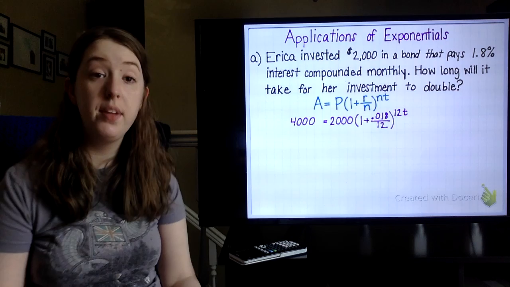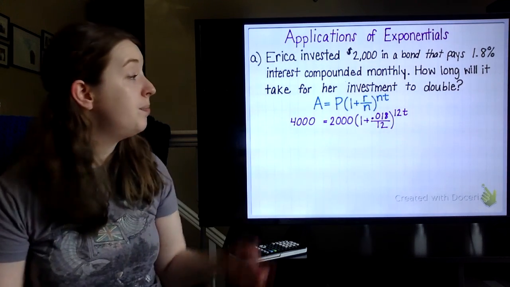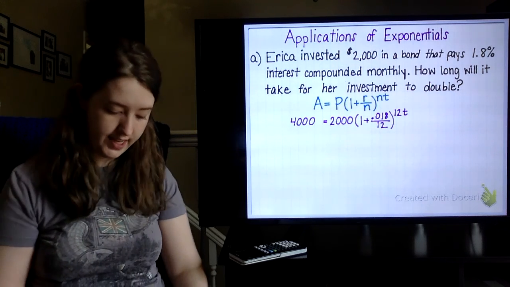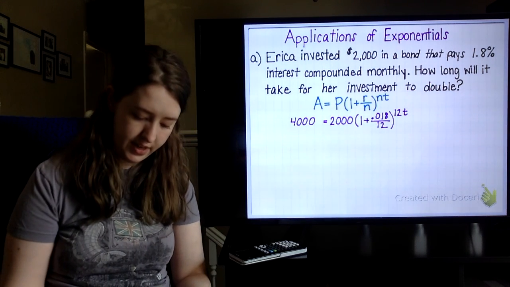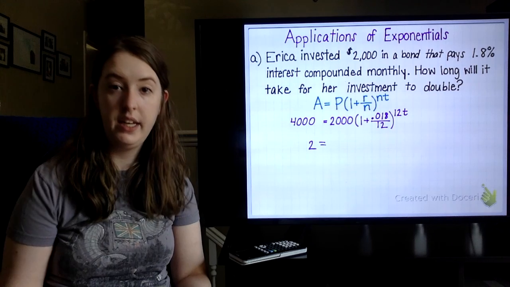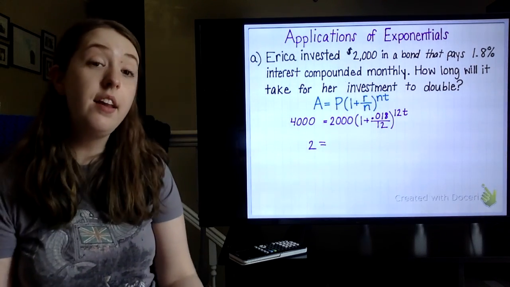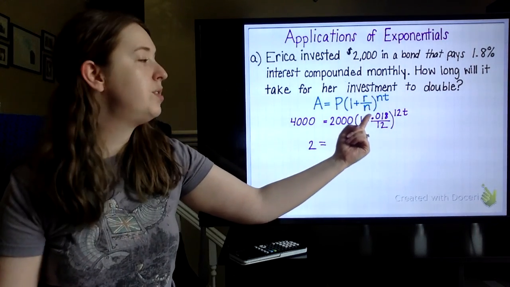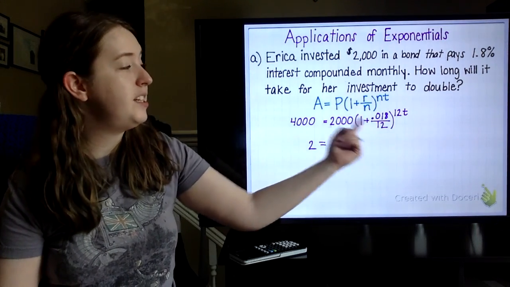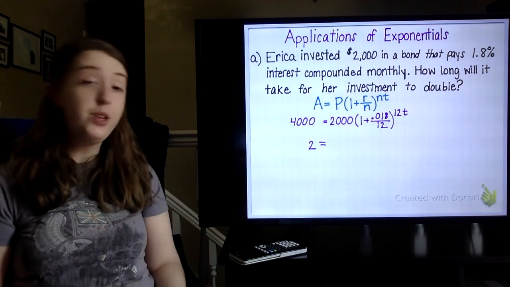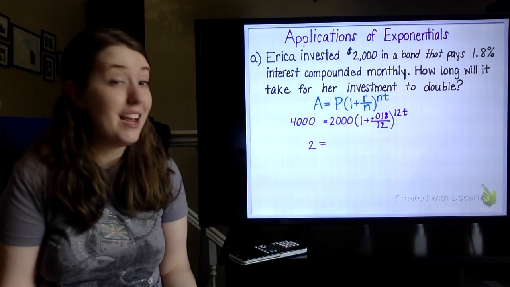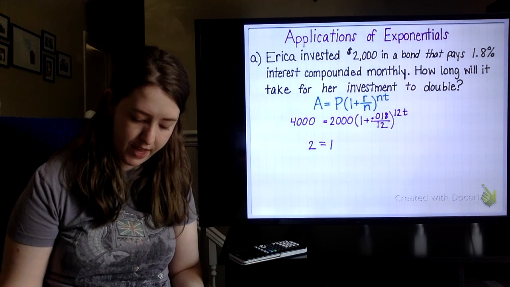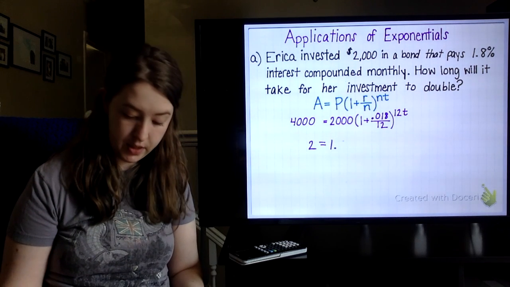Here's a couple of things I would do first to solve. Like I said, I'm going to divide by 2,000 on both sides. Since I doubled it, I know this will just be 2 equals. Another thing that's helpful: if you pop 1 plus 0.018 divided by 12 into your calculator, you get a decimal that is not terrible. When I pop that in, I end up with 1.0015.